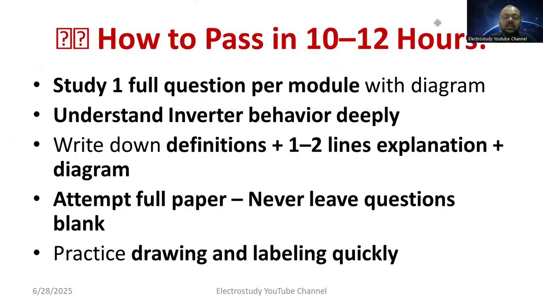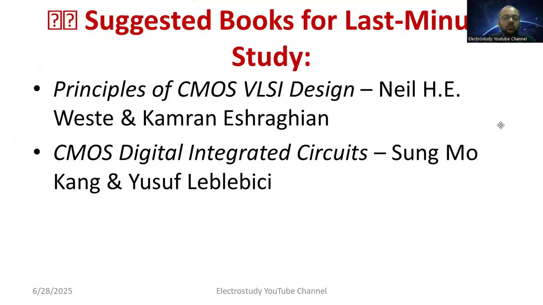How to pass within 10 to 12 hours. Spend 1 hour per module, studying one full question per module with a diagram. Understand the inverter behavior, write down the definition and 2 to 3 lines of explanation with a diagram. Attempt the full paper; never leave any questions. That is another thumb rule I want to convey to you. Practice drawing and labeling quickly. These are the important tips to clear within 10 to 12 hours. You can do it. There is no need to worry.